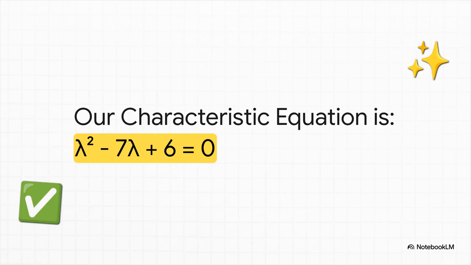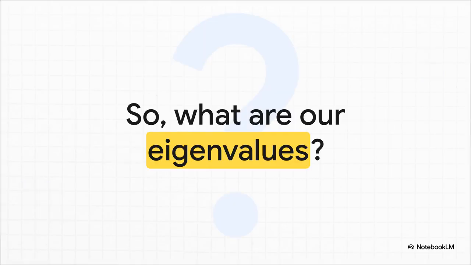Now we just pop those numbers S1 and S2 right back into our shortcut formula. And boom, there's our characteristic equation. Lambda squared minus 7 lambda plus 6 equals 0. Okay, step 1 is officially done.